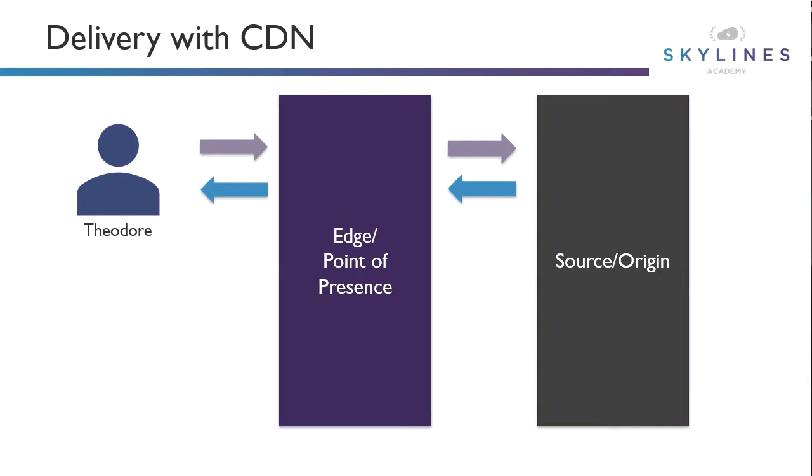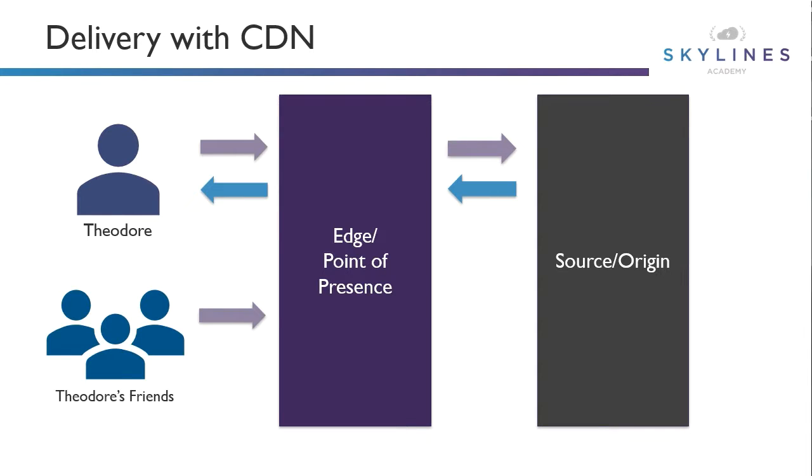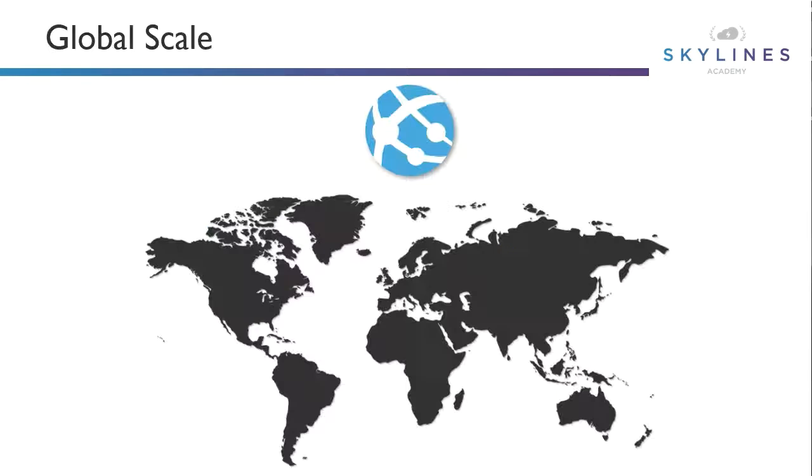This may just seem like an extra step at this point, but when Theodore tells his friends about how awesome your application is, they will attempt to access that same content. This time though, the request will hit the CDN, and since it already has that content cached from when Theodore accessed it, it will then pass the response back to them. This removes a lot of the processing from the source or origin so that it can be free for other requests.